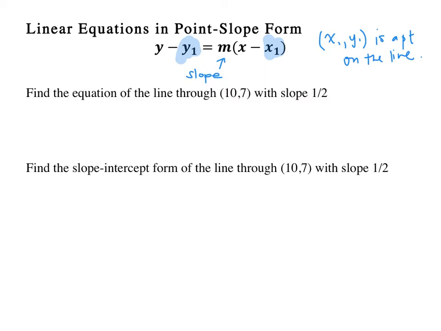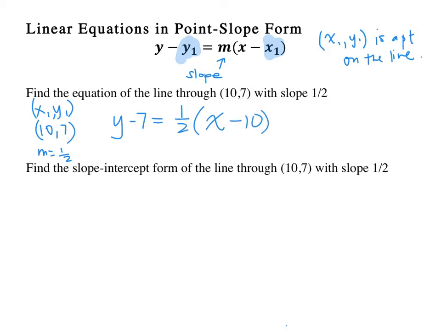Find the equation of the line through 10, 7 with slope 1/2. I'm just going to set it up using this. We have x1, y1, that's going to be 10, 7, where 10 is x1 and our y1 is 7. And our slope is going to be 1/2. So we're going to just plug it in here. The only ones that change are the x1, y1, and the m. So y minus y1, which is 7, is equal to m, our slope, 1/2, times x minus x1, which is 10. And just be careful with this, because if you're subtracting a negative number, it'll turn to positive.